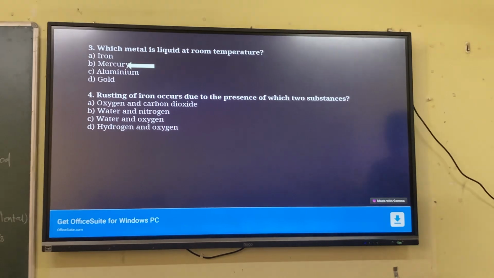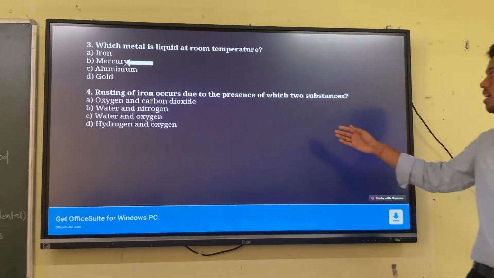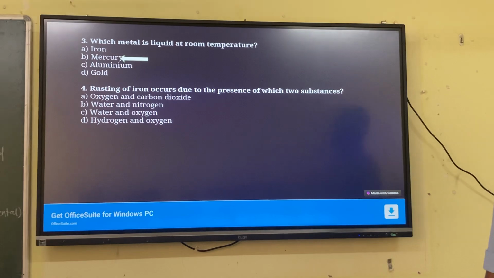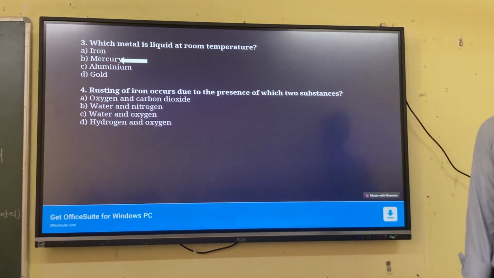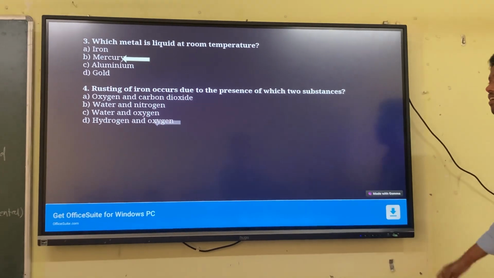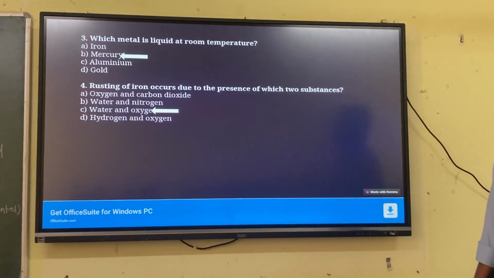I told you about iron. So that question is about rusting of iron: it occurs due to the presence of which two substances? Who can say? Water, oxygen. Thank you. This is the right answer.